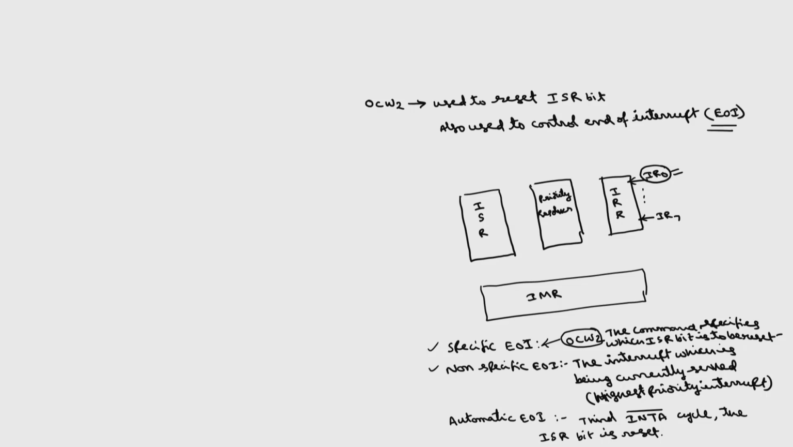Now coming to the format of OCW2. Here we have L0, L1, L2 bits. These 3 bits are going to decide the level to be acted upon.